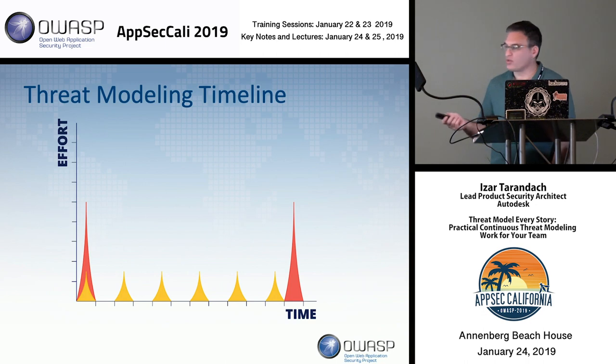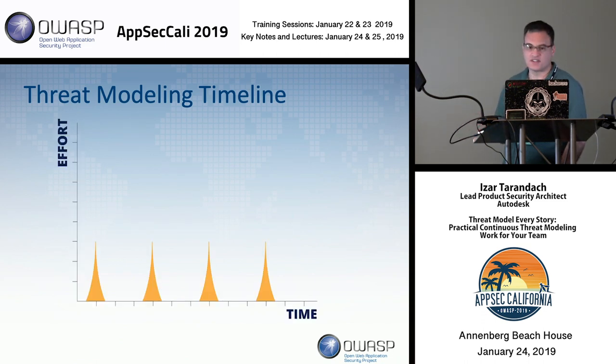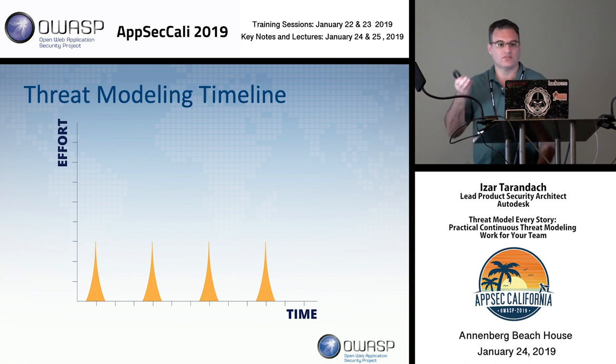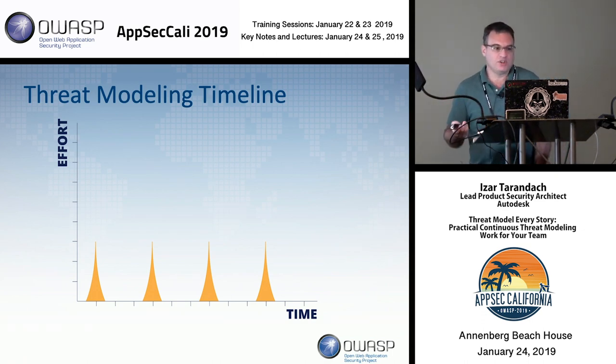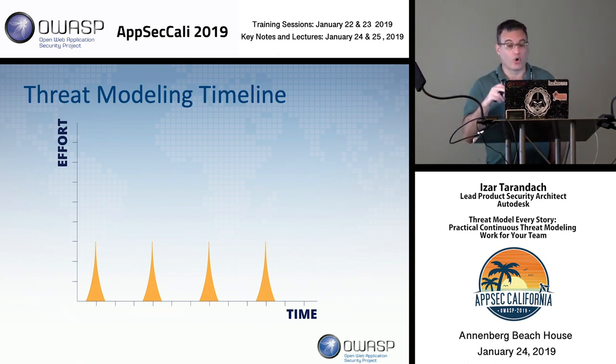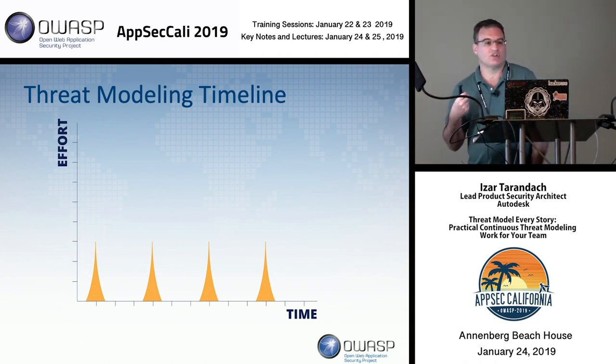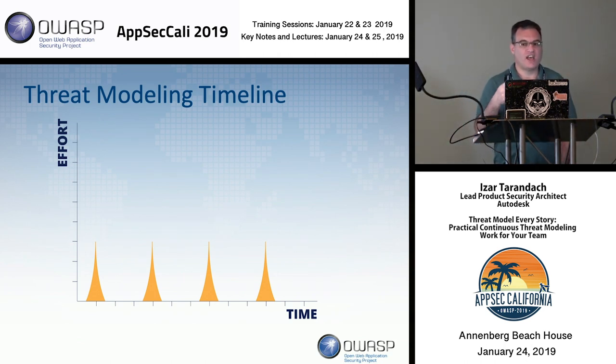So if we thought about, okay, let's do this continuous threat modeling thing, what the first idea would be, okay, I have these spikes of work, what's going to look like is this. I'll have more effort every time that I do the work. And this would be the immediate reaction of somebody saying, okay, you have to do more things in the same time that you're already doing things. But this is not what we have observed as we try to put the system in place at Autodesk.